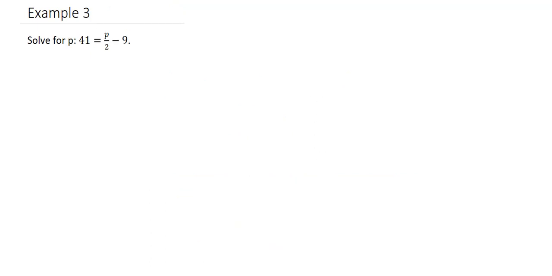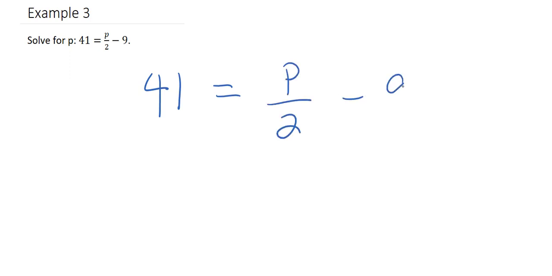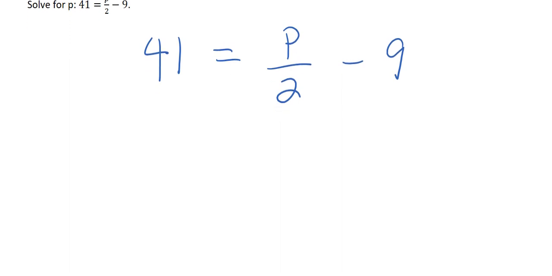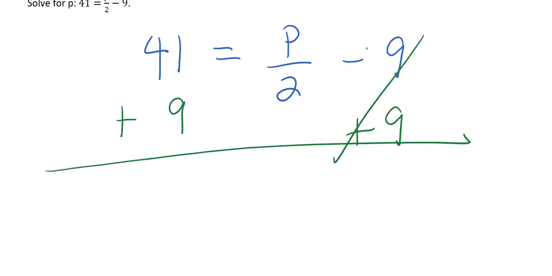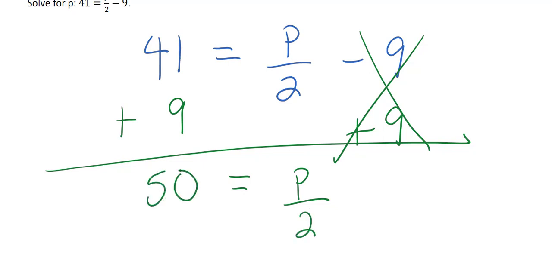So example 3, we're going to solve for p. We have 41, which is equal to p over 2 minus 9. Now we're going to add or subtract first. But as we have a negative term, like this minus 9, we can do the opposite and add on both sides. This gets rid of it on the right-hand side, because that just zeroes out. So we could just drop that down to p over 2. 41 plus 9, that's 50.